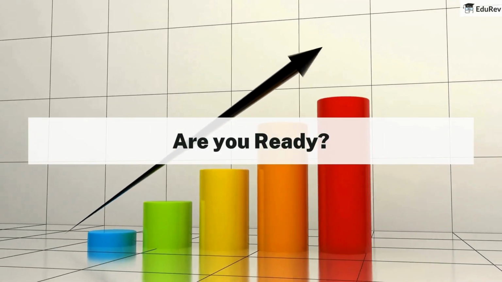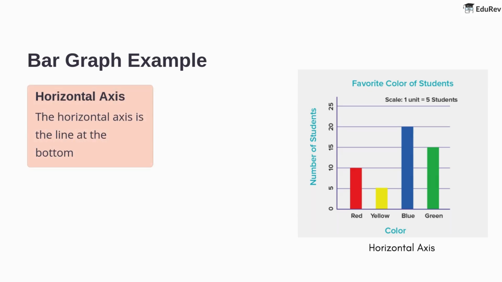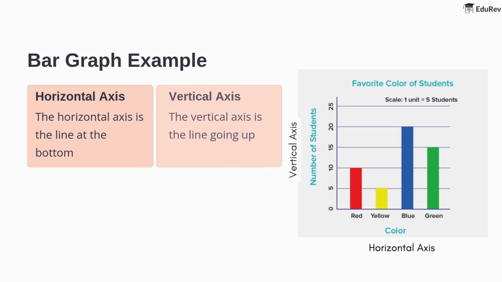Let's get started. Let's look closely at a bar graph and see how it works. A bar graph has three main parts. The horizontal axis is the line at the bottom. It shows different groups or categories. For example, in this picture, it shows colors like red, yellow, blue, and green. The vertical axis is the line going up. It shows numbers or quantities. In this picture, it tells us how many students like each color.